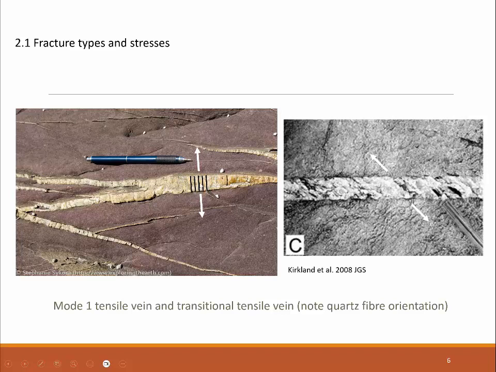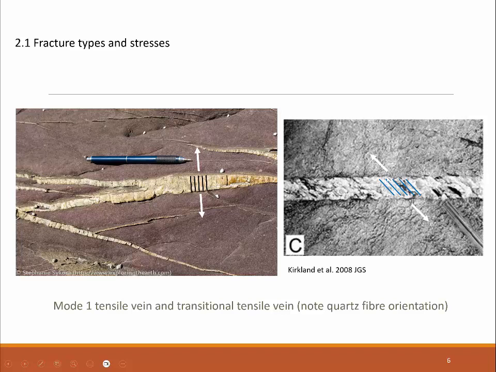These vein orientations indicate the direction in which the vein has opened, because the crystals form more or less simultaneously from the fluid that is present when the vein opens. That would be a simple mode 1 tensile fracture. On the right hand side we see oblique fiber orientation.